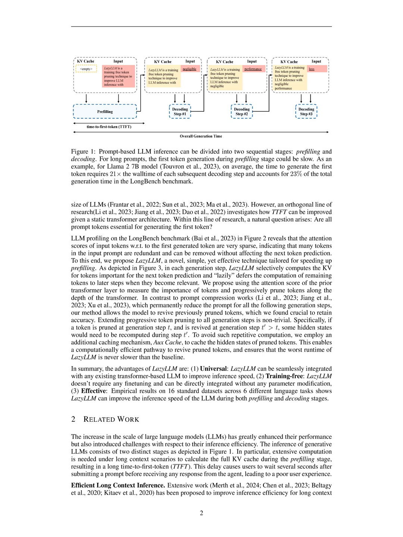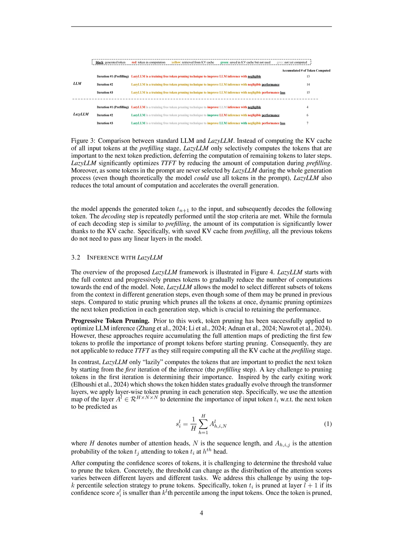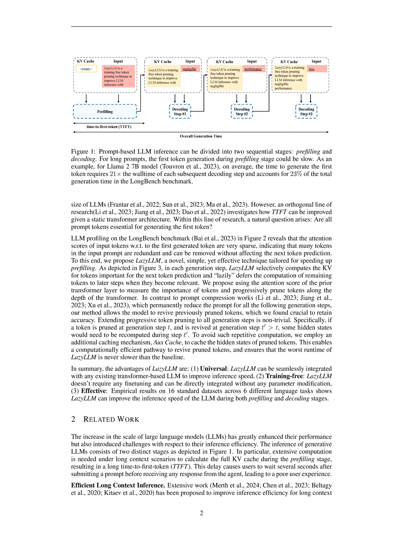LazyLLM improves TTFT by selectively computing the KV for only the tokens deemed important for predicting the next token, thereby deferring the computation of less relevant tokens to later steps. This dynamic token pruning approach allows the model to adaptively choose which tokens to compute at each generation step, significantly reducing unnecessary computations while maintaining accuracy. Additionally, the introduction of an aux cache ensures that previously pruned tokens can be efficiently revived without redundant calculations, thus optimizing the overall inference speed.